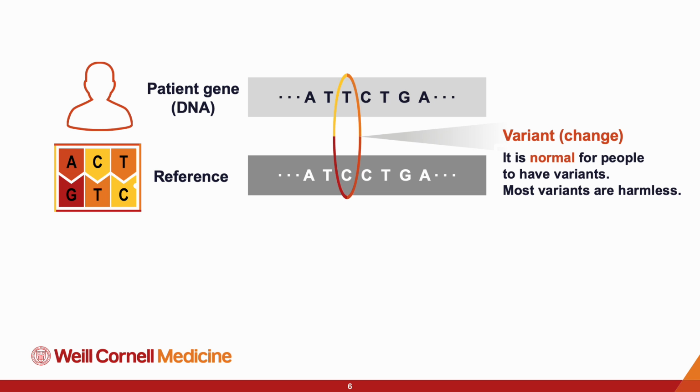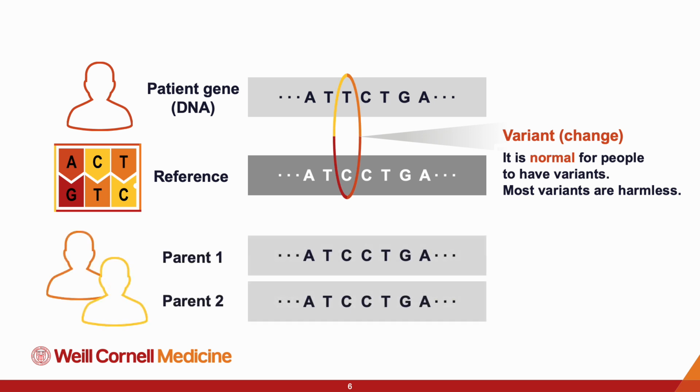To understand these variations, we often use parent samples to see if this change was passed down from one parent or the other. This can help the lab interpret the patient's results, such as whether a variation is a family trait or whether we are seeing something new in this patient.